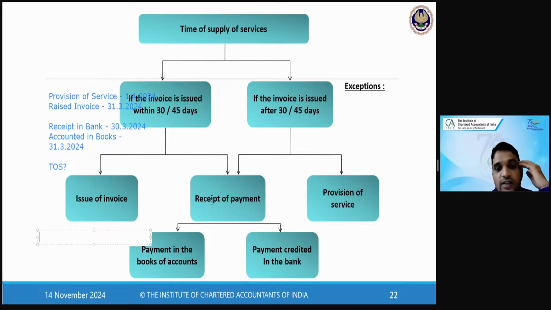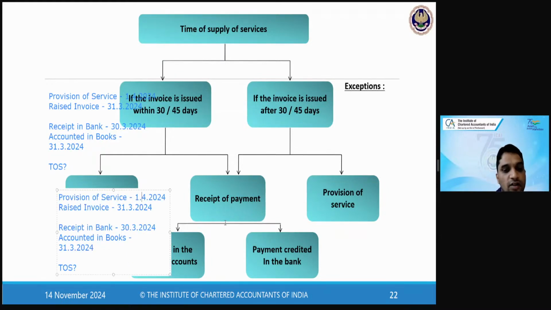That is the date of invoice, and receipt of payment will be the earliest of the two, payment in the books or payment credited in the bank. So I have received it in my bank account on 30th March and I've accounted on 31st March. So earliest of the two, 30th March. So now I have to compare between 30th March and 31st March, which is earliest. 30th March is the earliest. The time of supply is 30th March itself. Okay. Very simple example.